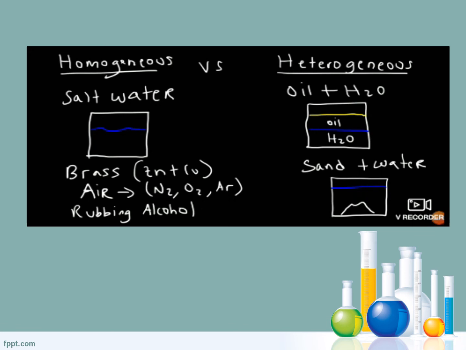So it really comes down to what you can see. If you can see just one part, one clear solution, that's a homogeneous mixture. If you can distinguish two parts, then it's a heterogeneous mixture. In the case of sand and water, you can visibly see the water, and you can visibly distinguish it from the sand. So that makes it a heterogeneous mixture.